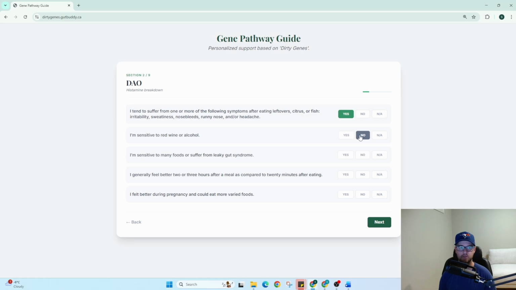I am sensitive to many foods or suffer from leaky gut syndrome. Leaky gut syndrome is really the junctions in your stomach being more porous or open and things actually moving through, which cause some of the food intolerances that are out there. In this example, I will say yes.